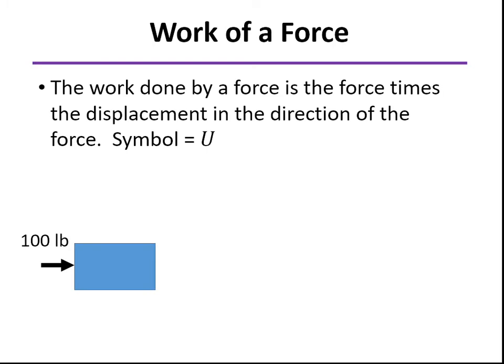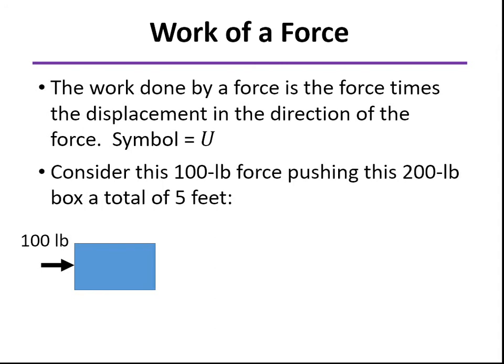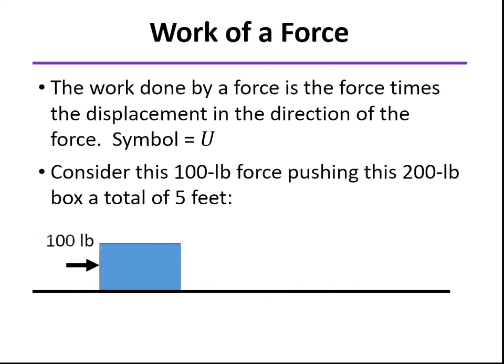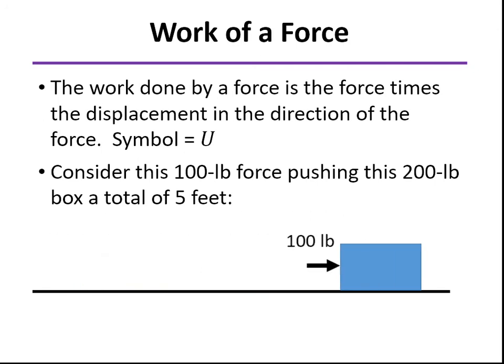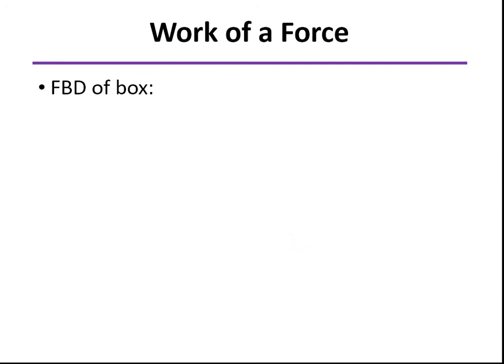A force does work when it's moving in the same direction as the displacement, and we give it the symbol U. So in this case, we've got a 100-pound force. We're told this is a 200-pound box, and the force pushes that box a total of 5 feet to the right. So if we look at how much work is done, first of all, let's look at a free body diagram.